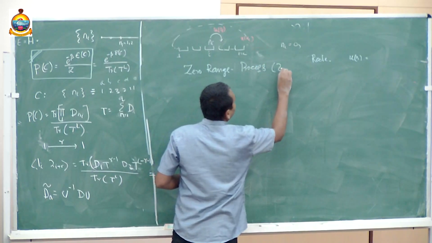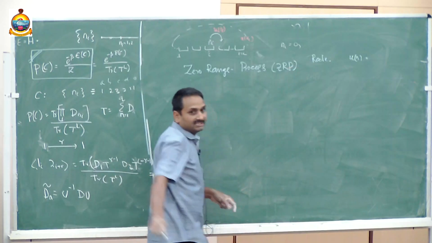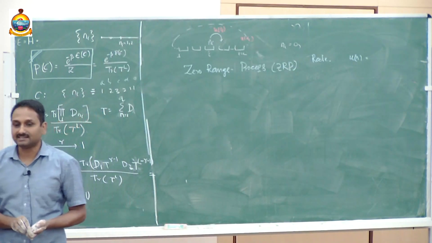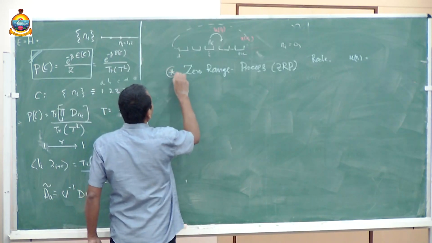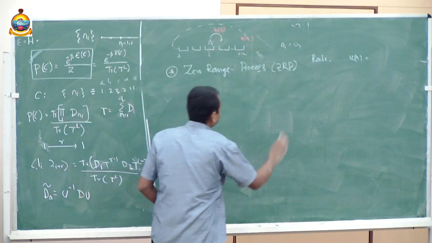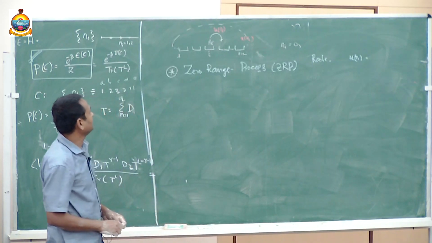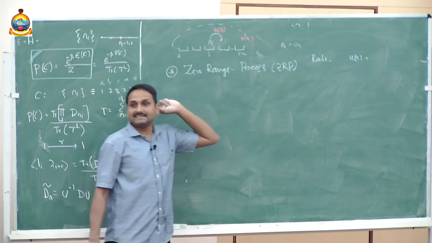Okay, so this is the model we want to discuss from now onwards, the zero range process. You can find a lot of references. Just try it out, and I'll give you some references later. Okay, so the model is clear, right?